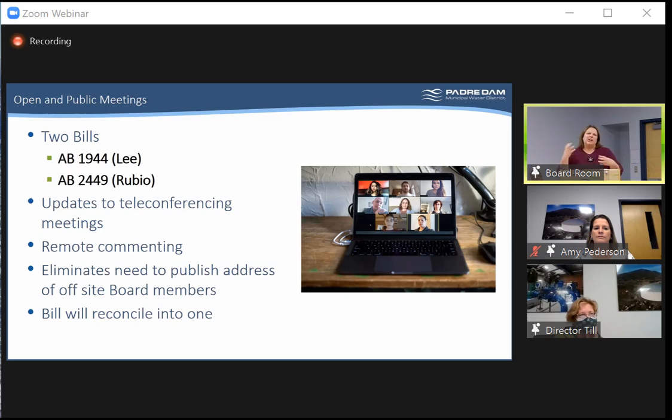The idea here is that these bills are ultimately going to be reconciled into one because they have some similarities. The language is very similar with a few differences, but what it will do is update some of the technology standards for teleconferencing meetings. It will require remote commenting, and it will also eliminate permanently the need to publish addresses for offsite board members in a remote meeting setting. So again, more to come on this one. It'll likely be that one bill over the other will reconcile into the other and will be one bill, and we'll continue to watch what happens as it moves forward.